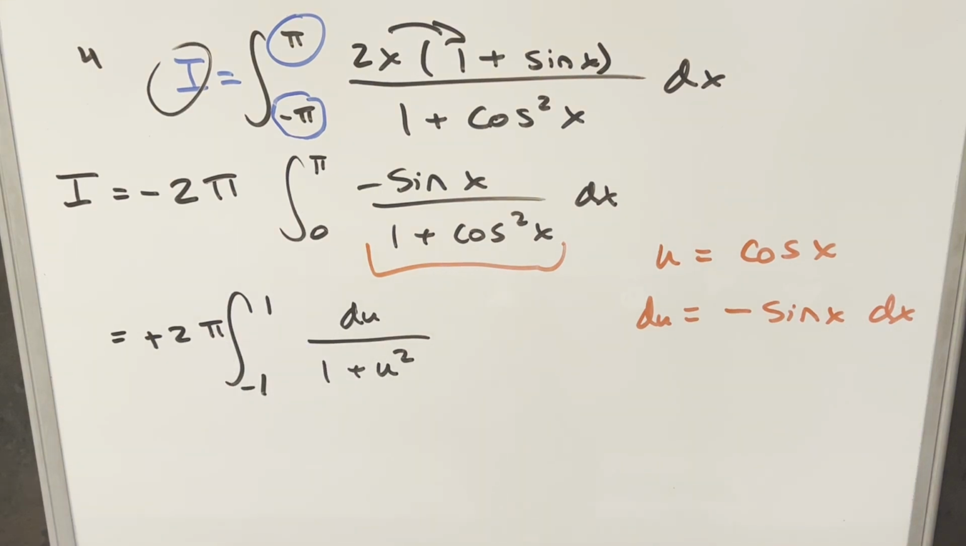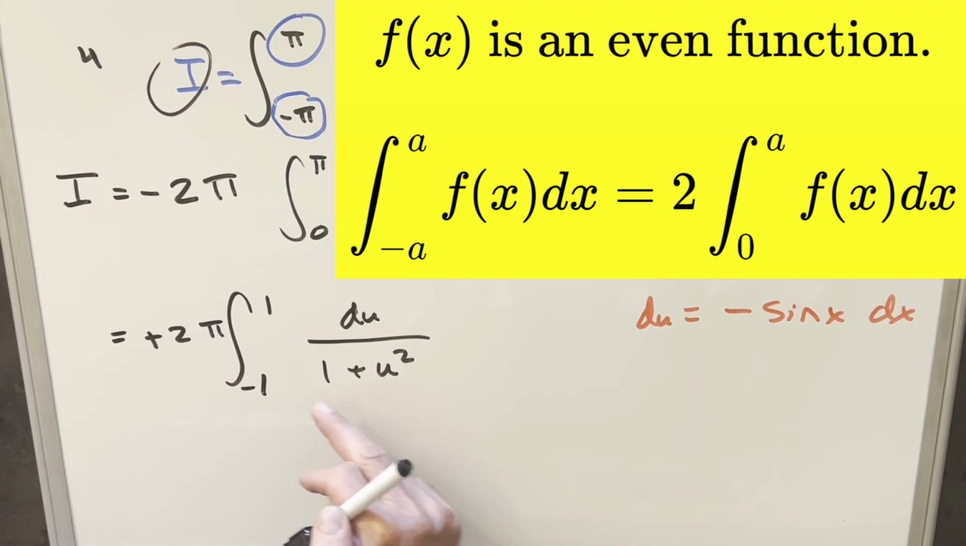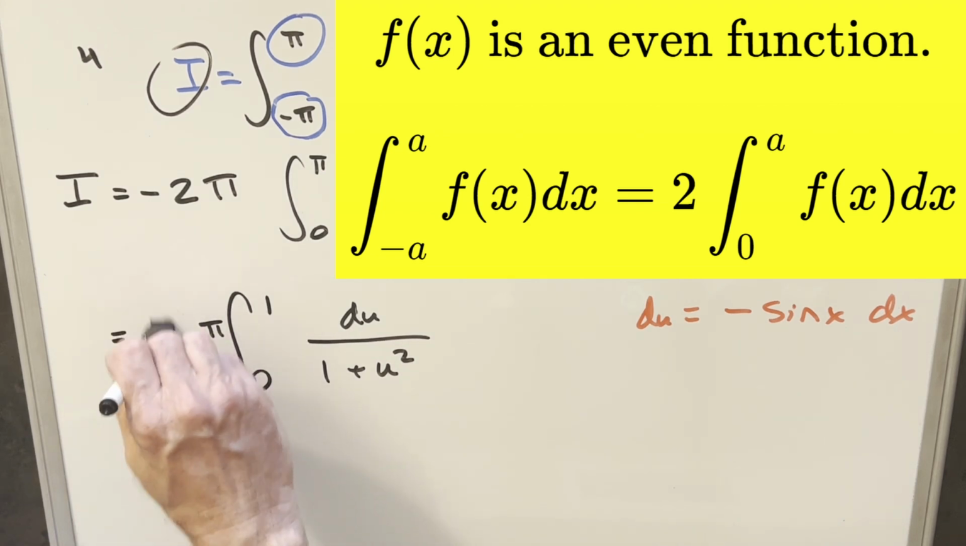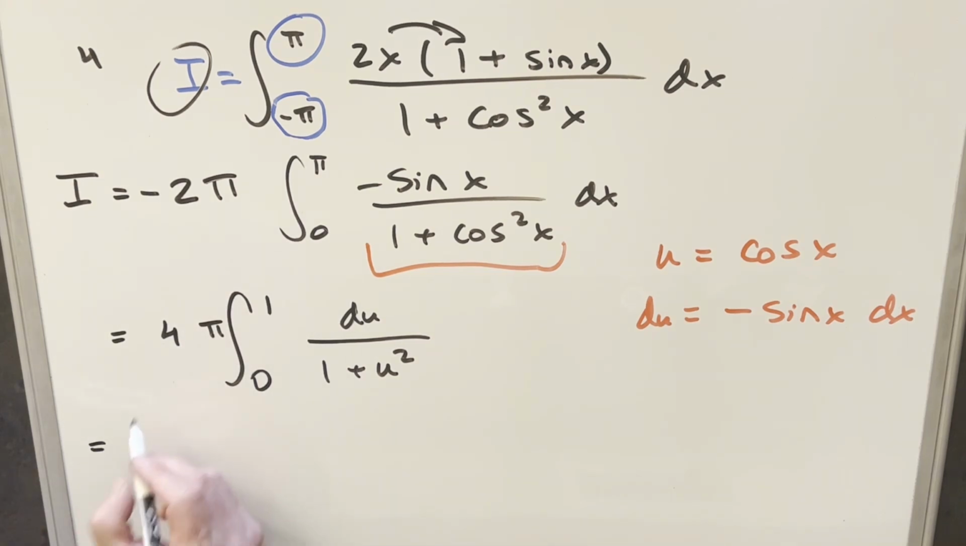And one last thing before I integrate, let's just notice that this is an even function. I can use here the principle of even functions, that if we have an even function and bounds symmetric around 0, I can update the lower bound to 0 and then just multiply by 2 out front. 2 times 2 here is going to give me a 4. And then we'll just go ahead and integrate this thing. We'll bring 4 pi in front.